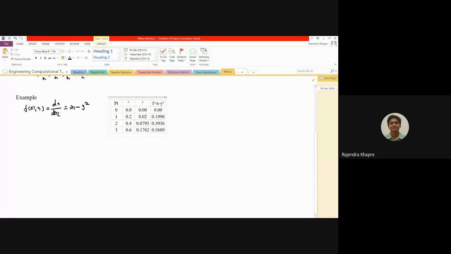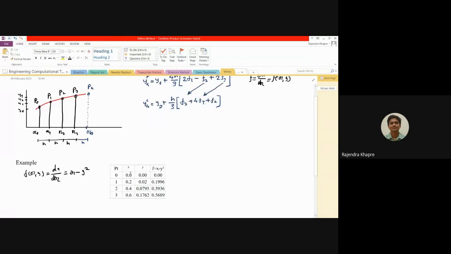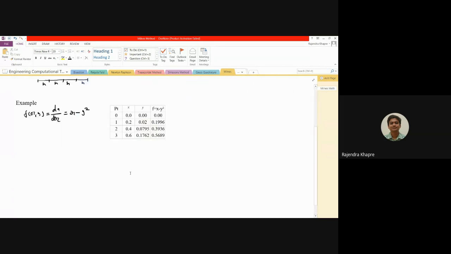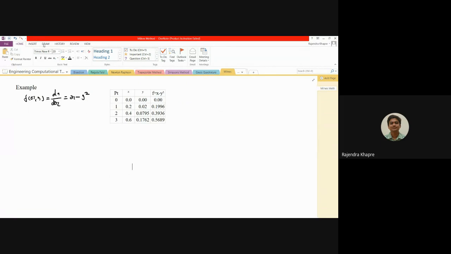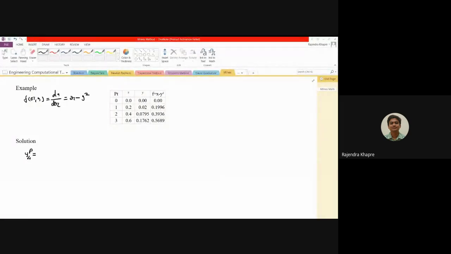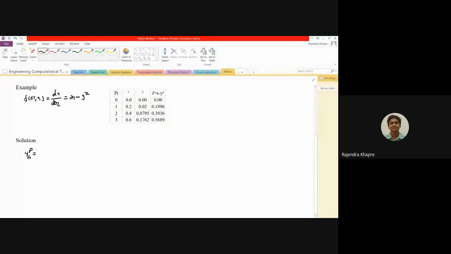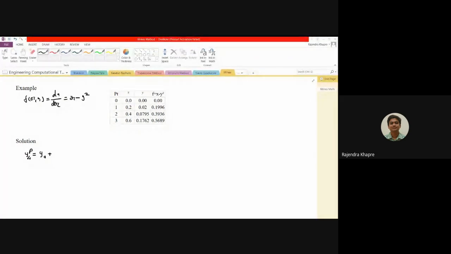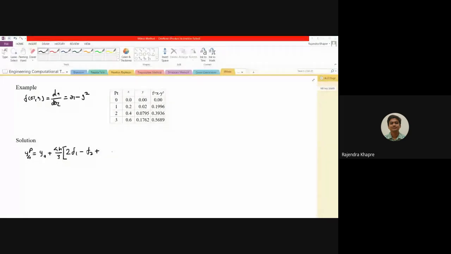Now let us quickly use the equation which is given by Milne. What does Milne's equation say here? Let me write down over here, solution. Milne's equation says that y4 predicted should be, I have already written the equation above, y0 plus 4h upon 3 into 2 times f1 minus f2 plus 2 times f3. This is the equation given by Milne. All we have to do is just substitute the values over here.